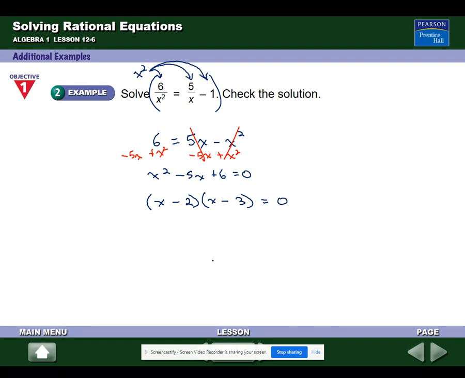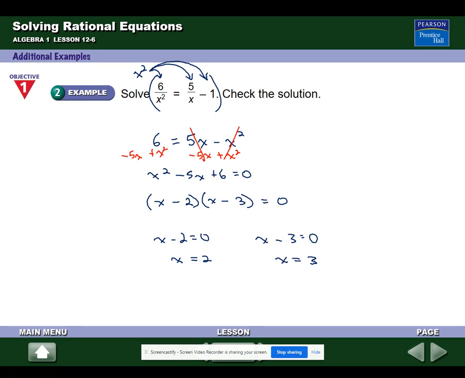Okay. Now remember the zero product property. So next step here, we're trying to solve for x. If this times this gives me 0, then one of the two factors must be 0. Either x minus 2 is equal to 0 or x minus 3 is equal to 0. And x equals 2 would be the solution here. X equals 3 would be the solution here.